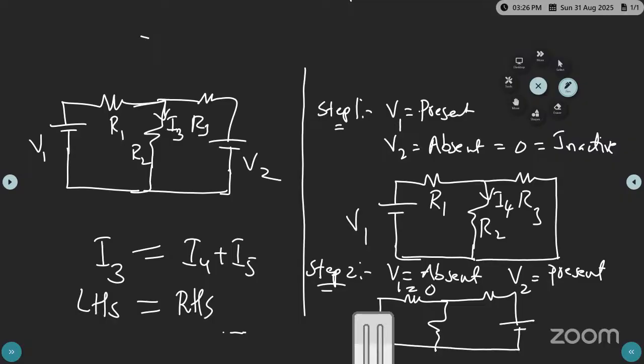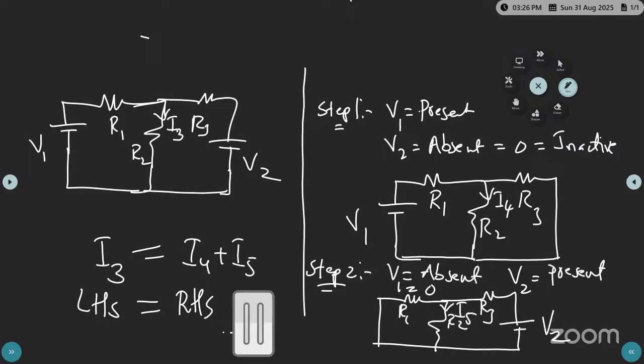V1 is absent. This is R1. This is R2. This is R3. V2 is present. What about V1? V1 is 0. What is the current in R2 now? I5. So if you add I4 and I5, how are you finding I4? By considering V1. What about V2? V2 is not there. The circuit is remodified.